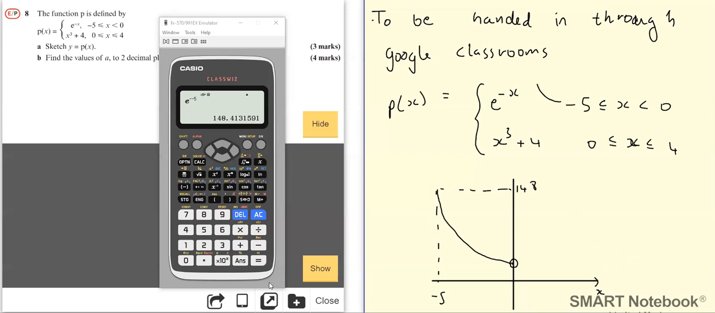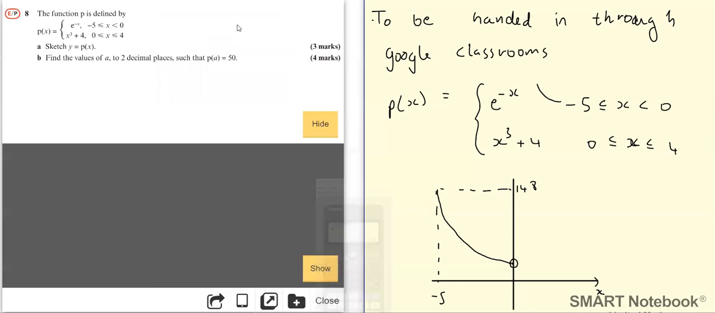Okay, does that make sense? Can you please let me know in the chat if this bit up to here makes sense? Right, the range makes you confused, doesn't it? +5. Yeah, it is +5. So -5 ends up becoming +5. And at this point here, we're going to have a solid circle because we include that value.